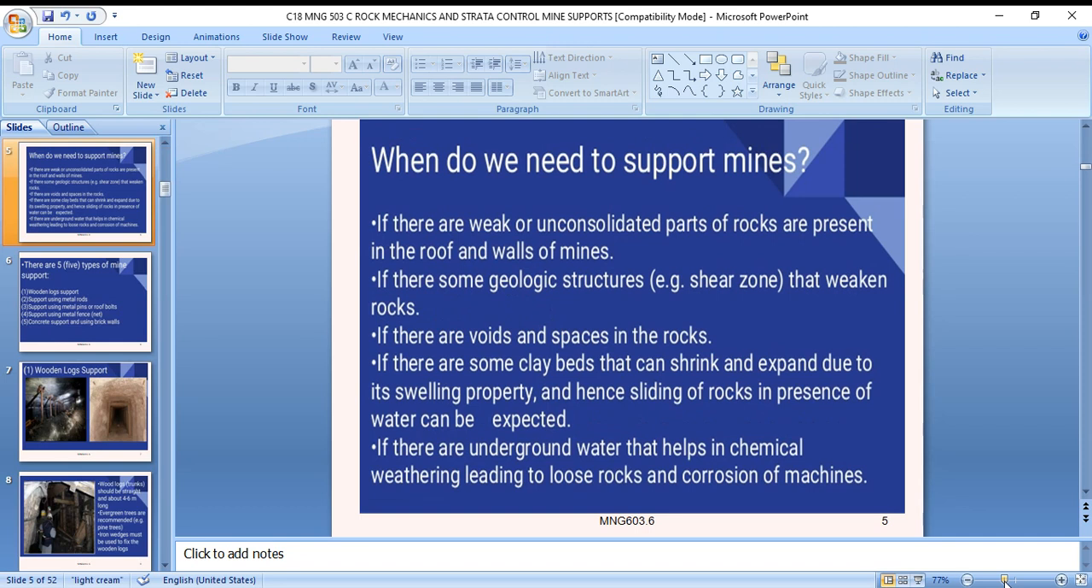So when do we need to support mines? If there are weak or unconsolidated parts of the rocks present in the roof and walls of the mines. If there is some geologic structure, for example a shear zone. If there are voids and spaces in the rocks. If there are some clay beds that can shrink and expand due to their swelling property, hence sliding of rocks in the presence of water can be expected. If there is underground water that helps in chemical weathering, leading to loose rock and corrosion of machines. So these are the situations when you need supports in mines.